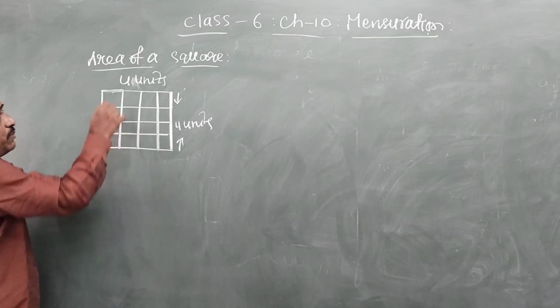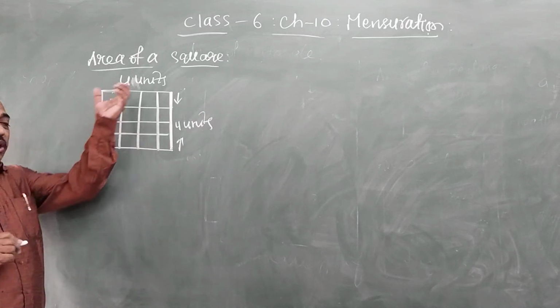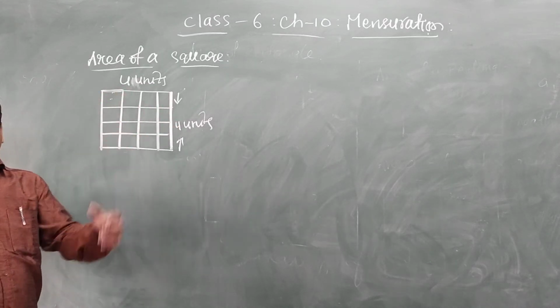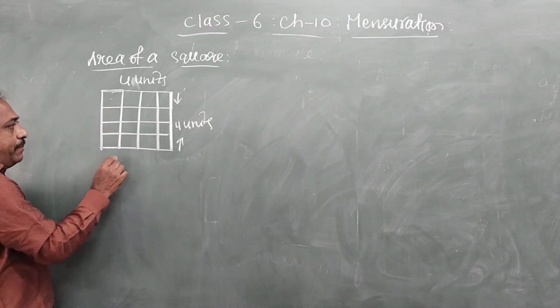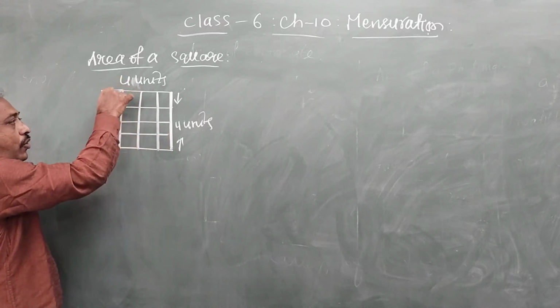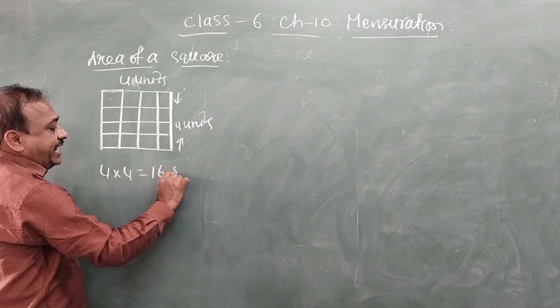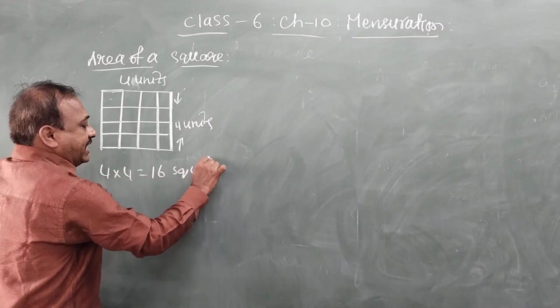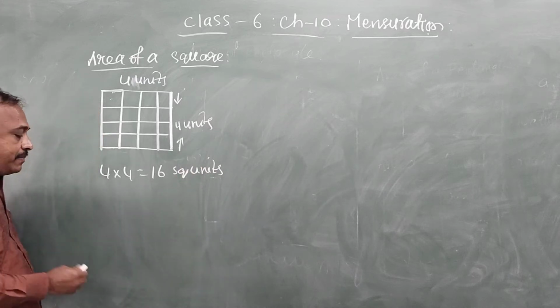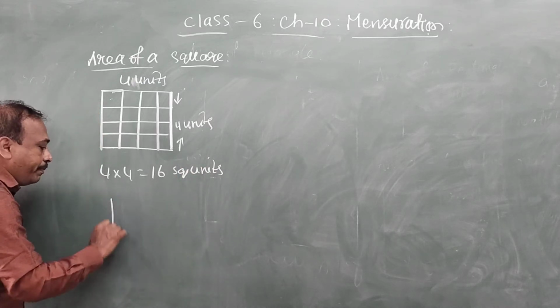Now you count. Each box is 1 square unit. Total how many boxes do we have? Yes, you are right. That is 16. How are we getting 16? 4 into 4 is equal to 16 square units. Let us have one more example.